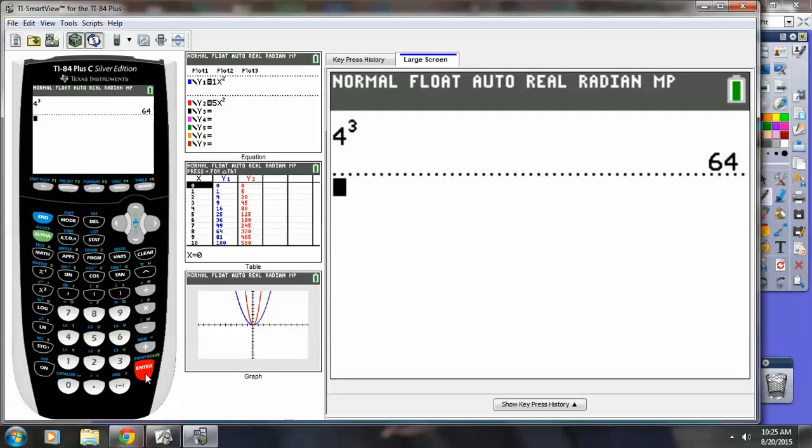Again, I know you could have done 4 times 4 times 4. That's doable. But what if we had 2 to the 8th power? That's not going to be as easy, is it? Could you do 2 to the 8th power? What are we going to type in? 2 caret 8.